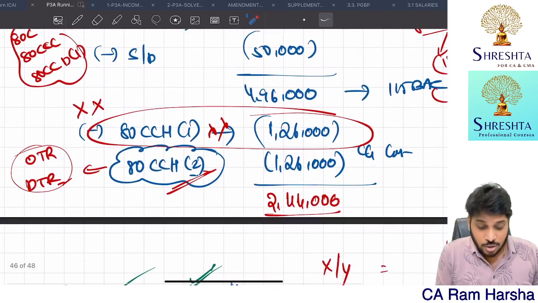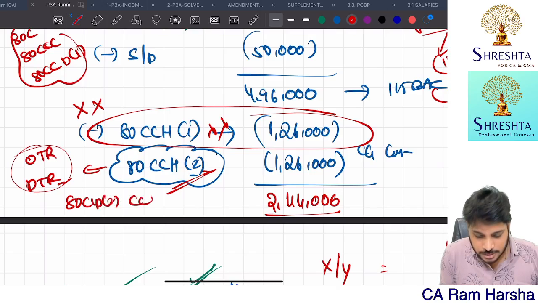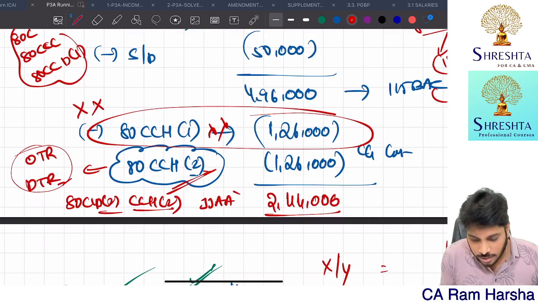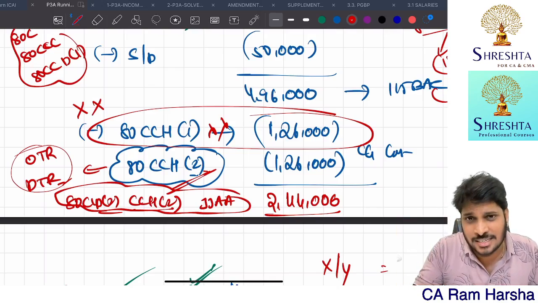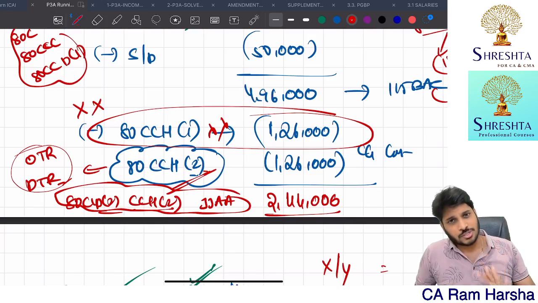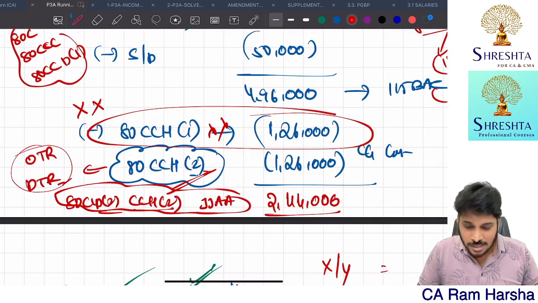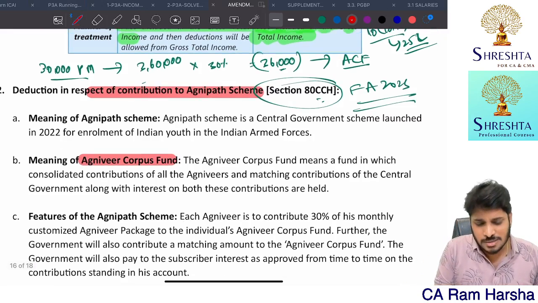Even if you're following the default tax regime, 80CCD subsection 2, 80CCH subsection 2, which we just discussed, and 80JJAA, all these three sections' related deductions you can still claim under the default tax regime. All other remaining deductions you cannot claim under the default tax regime. That's it. Over. The 80CCH amendment is over. So simple it is.